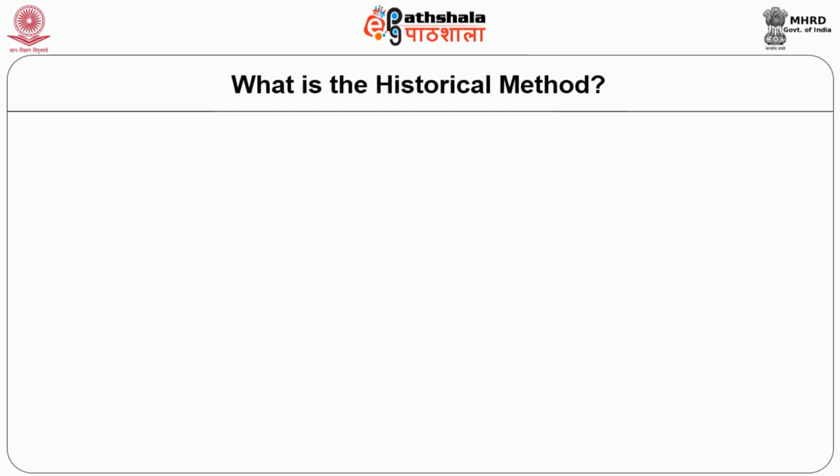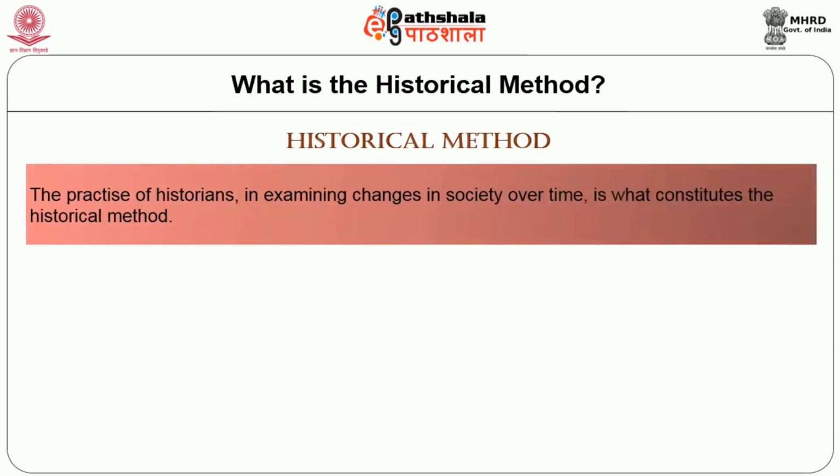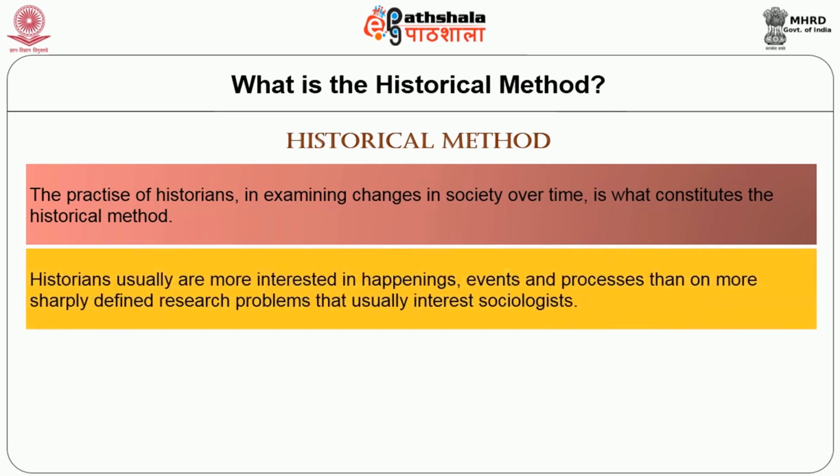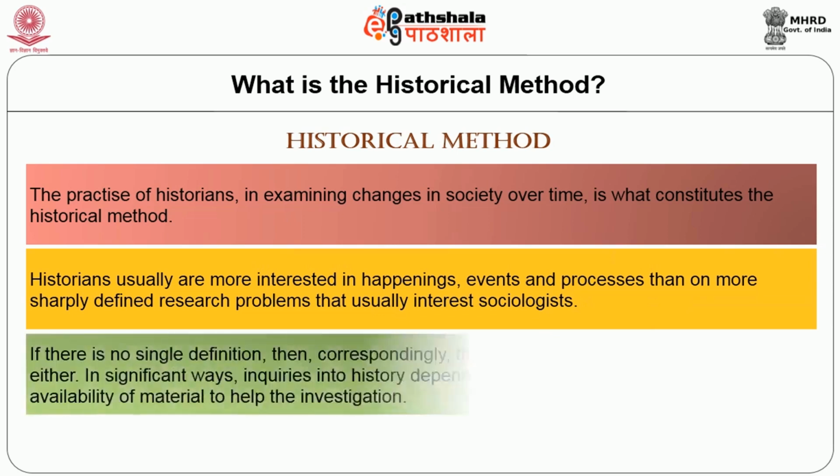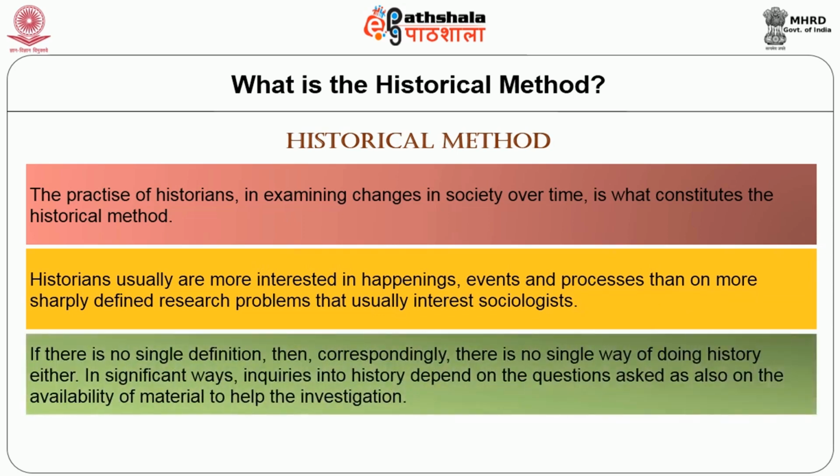Then let's look at what is the historical method. There is no single definition of what the historical method consists of, but broadly speaking, the practice of historians in examining changes in society over time is what constitutes the historical method. Historians usually are more interested in happenings, events, and processes than in more sharply defined research problems that usually interest sociologists. If there is no single definition, then correspondingly there is no single way of doing history either.